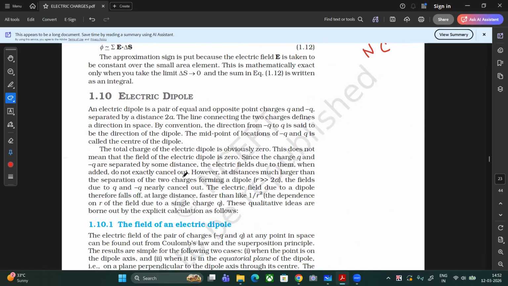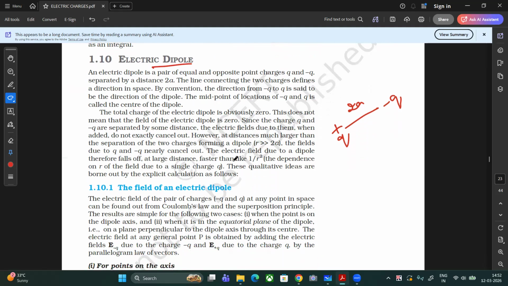Next is electric dipole. What is electric dipole? Electric dipole is nothing but two equal and opposite charges separated by some distance. That is called a dipole. Okay. So what is the unit of dipole?